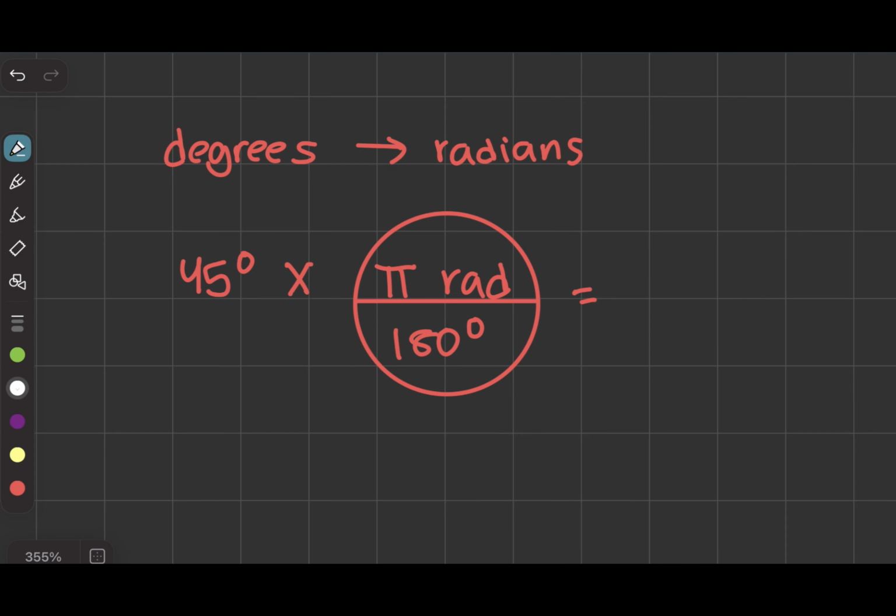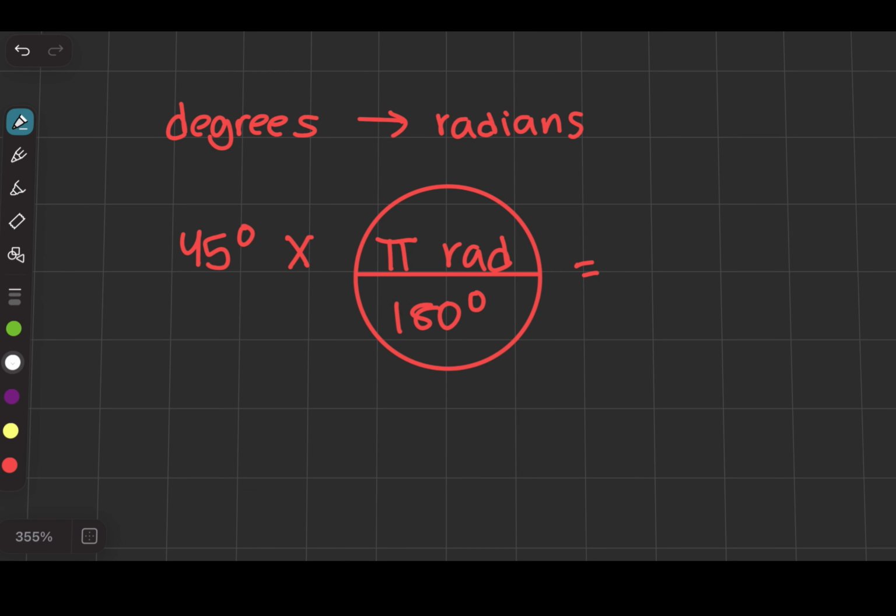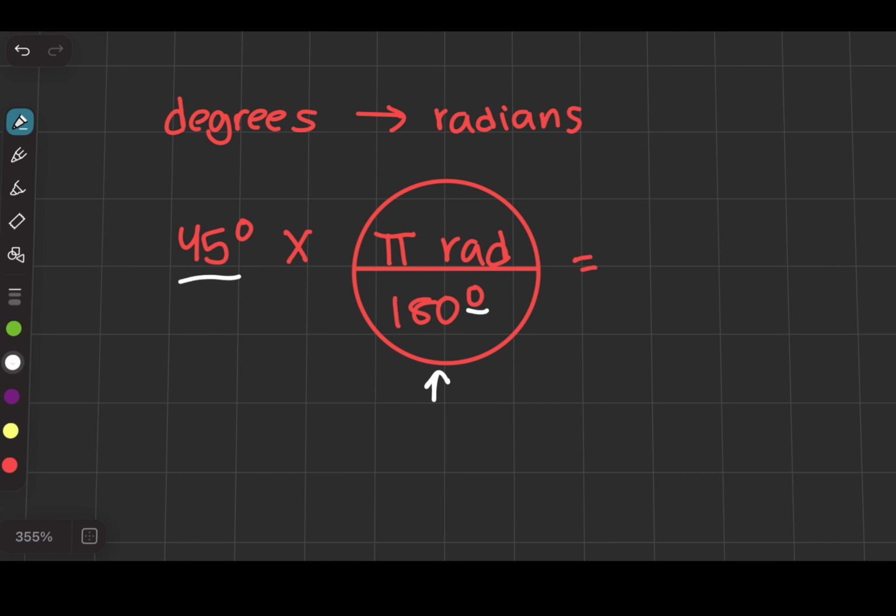Now, for converting degrees to radians, we can start with our value. We are given our value of 45 degrees, and this time we're going to use pi radians divided by 180 degrees. Again, our objective here is to divide out the degrees, so we're left with radians. So to do that, we're going to simply divide this out, and we are given 4 as our value here. So we have pi radians divided by 4, or simply pi over 4 radians.